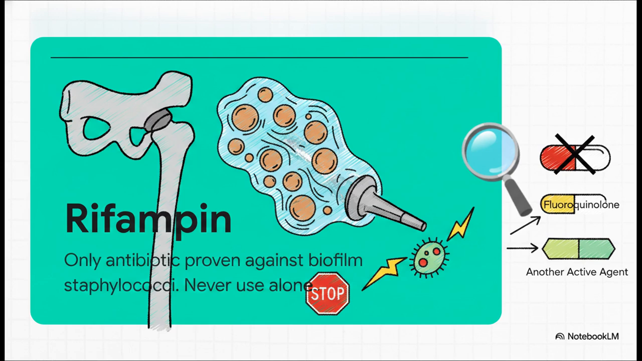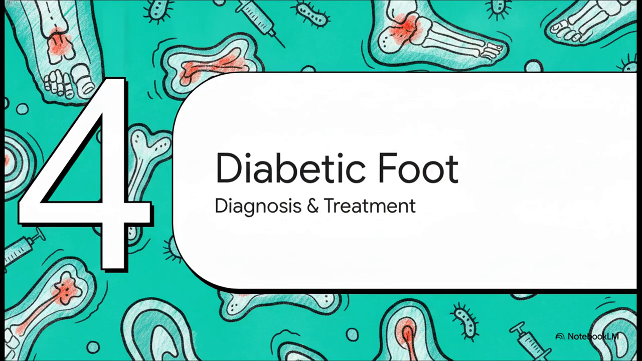Speaking of that third criterion, biofilms, there's a hard and fast exam rule for staph embedded in a biofilm on a prosthetic device. Rifampin is your magic bullet here. It's the only antibiotic proven to work against it. But listen to me carefully. You must never, ever give rifampin on its own. If you use it as a monotherapy, resistance happens incredibly fast. You always have to pair it with another active agent, like a fluoroquinolone.